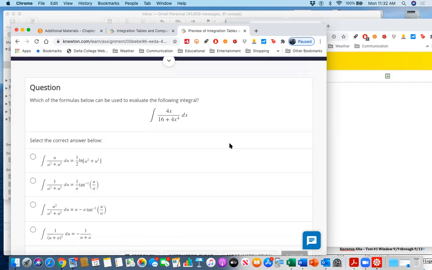All right, which one do you think here? We're going to do one more. Is it the 1 over a squared plus u squared, or the u squared over a squared plus u squared? And notice with their formulas, they are leaving out the plus C on these. Well, for any of these, I think I'm going to have to do a substitution and let u squared equal 2x squared.